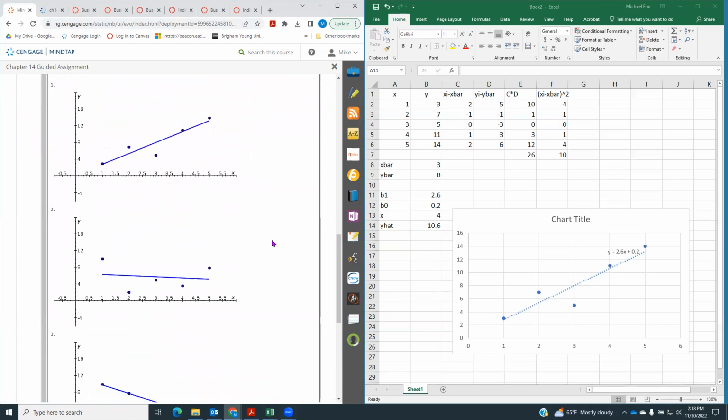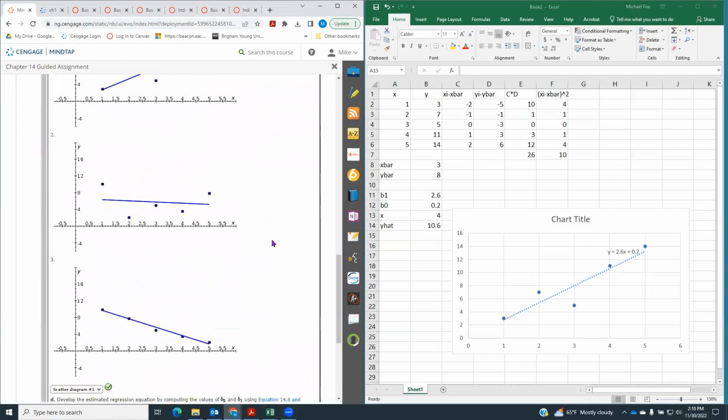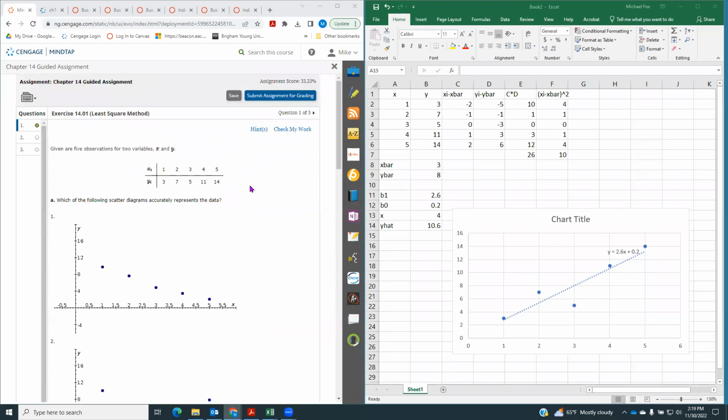Hopefully that wasn't too bad. And hopefully you learned some tools in Excel that will be helpful to you as we move forward into the next problems and maybe in some real life applications you may be facing. Okay, so let's move on to number 2.